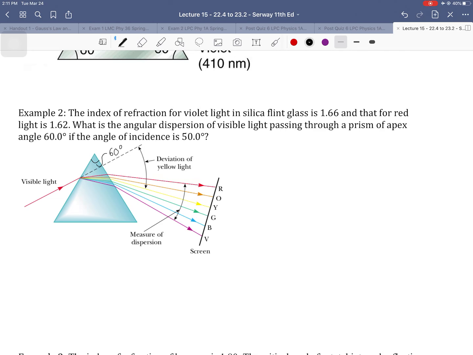So relative to the normal direction, this angle here is 50 degrees. Let's get the normal shown. And so this angle is 50. Okay, so apex angle 60, incident angle 50. All right, so let's figure out what our dispersion looks like. We just want to set up a general form here.